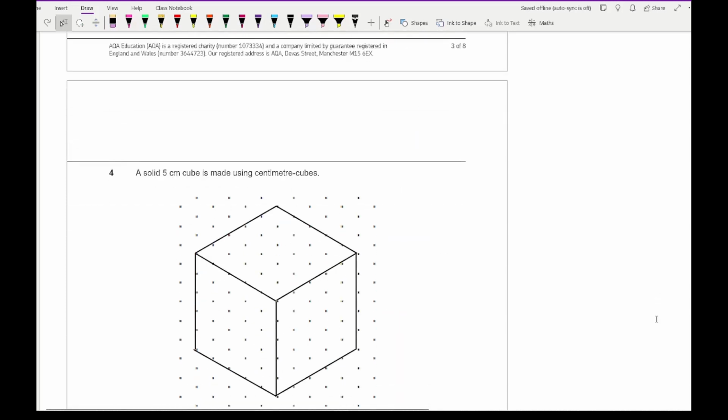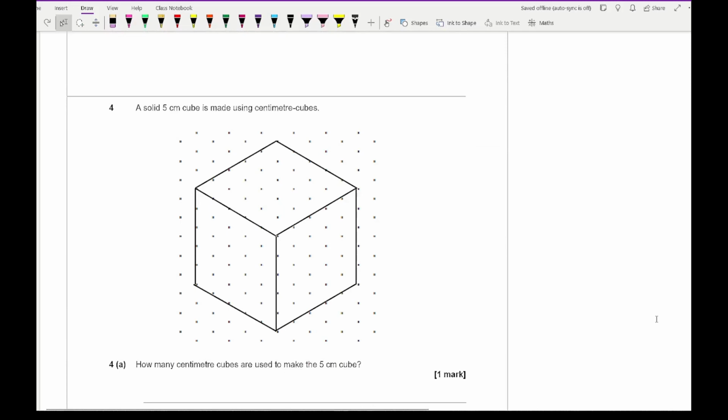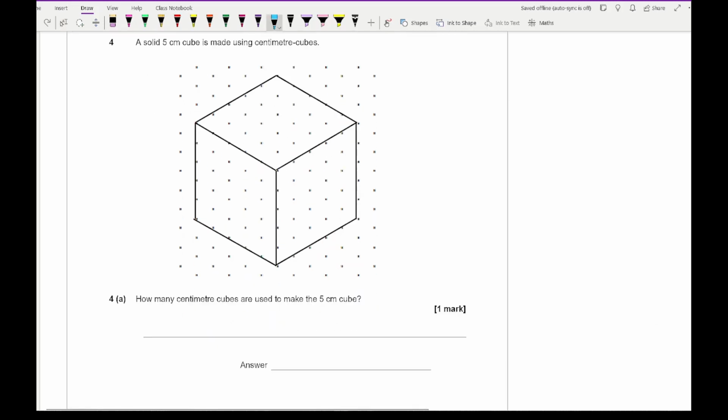Then moving on to question 4, it says that a solid 5 centimeter cube is made by using centimeter cubes. How many centimeter cubes are used to make a 5 centimeter cube? Now for this, you could count the cubes, you can sort of convert it so you can actually see the cubes, like so. And again, hopefully using a ruler.